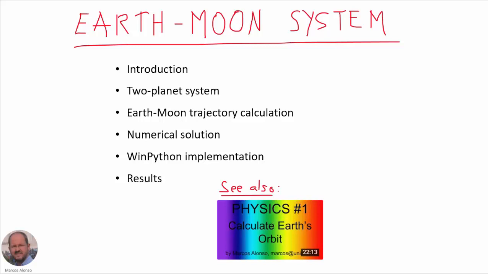Today we are going to continue with another exciting topic about physics. Today we are going to talk about the Earth-Moon system. So we will see first an introduction, then we will see a two-planet system as a first example. We will see how to calculate the Earth-Moon trajectory. We will implement a numerical solution to calculate this trajectory. We will see how to implement this solution in WinPython, and finally we will show the results.